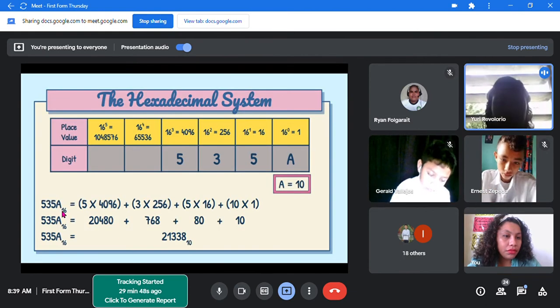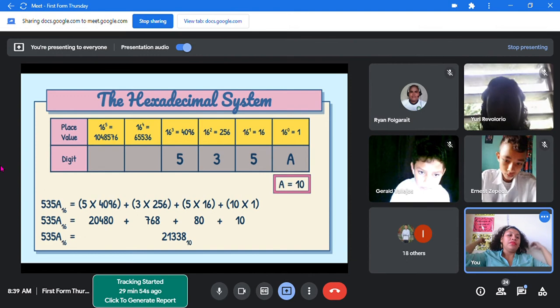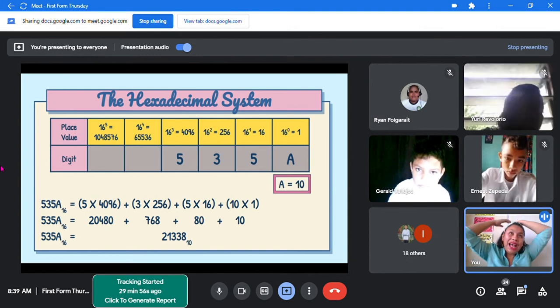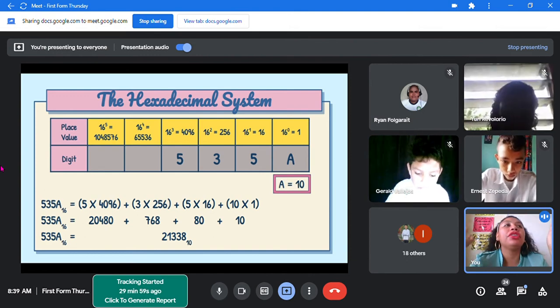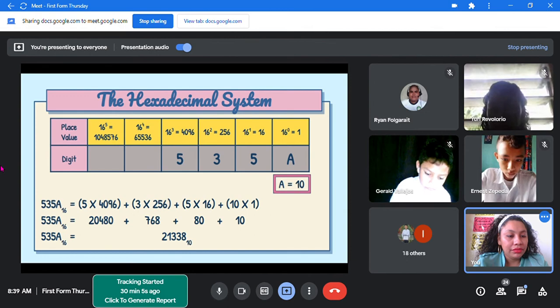Miss M, A stands for 10. Yes, A stands for 10. Right? Because remember the last number is 9, and then after 9 we go to A. So then that's A is 10. Right?